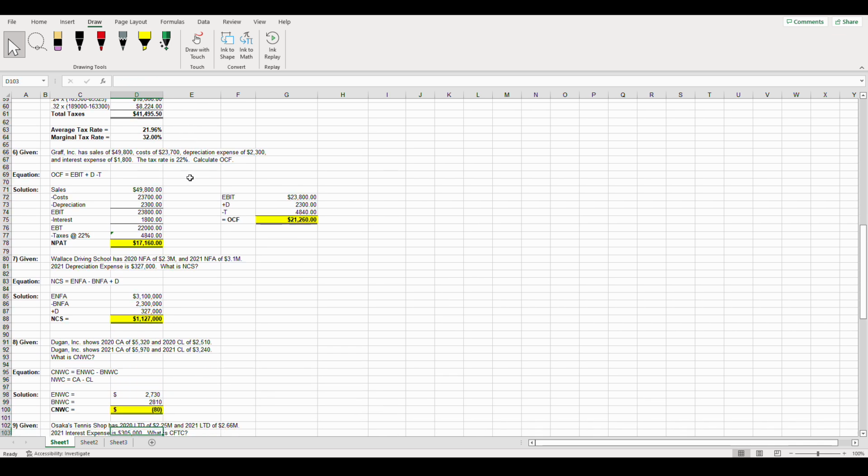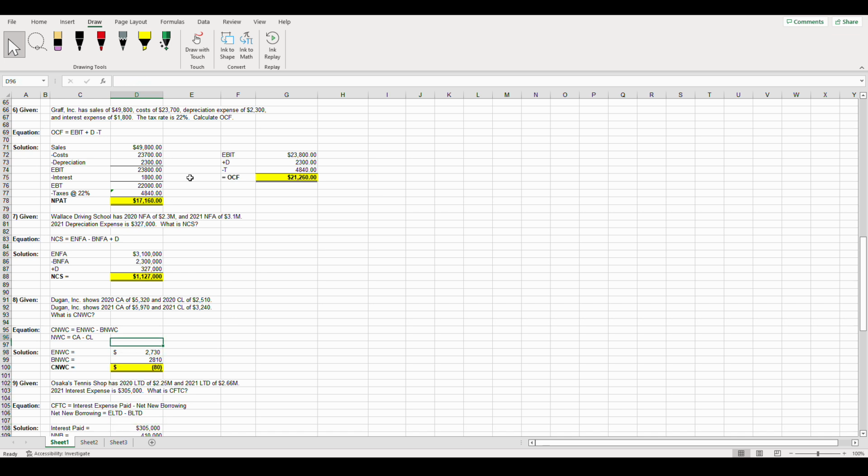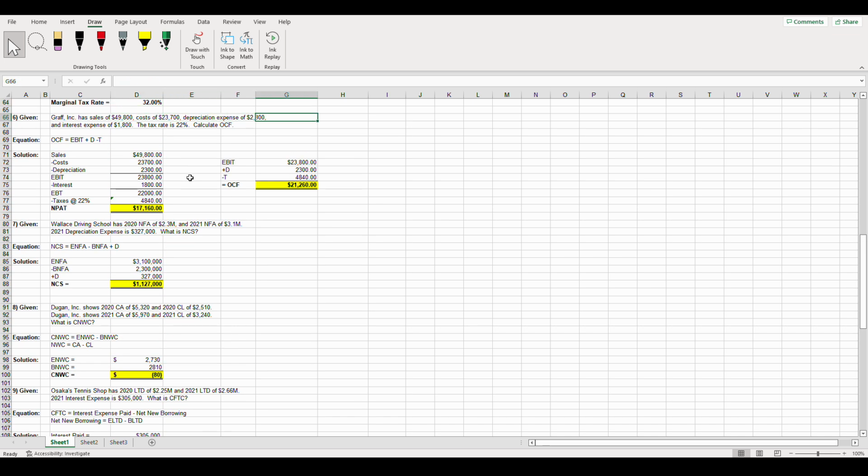In problem number 6, Graf Incorporated had sales of $49,800, cost of $23,700, depreciation expense of $2,300, interest expense of $1,800. Looking at those categories, that looks a lot like an income statement to me. The tax rate is 22% in this company, and they want you to calculate the OCF, or operating cash flow. So my equation for OCF, whenever I see the letters OCF, I know I have to build a P&L. P&L is a profit and loss statement. That's also known as an income statement.